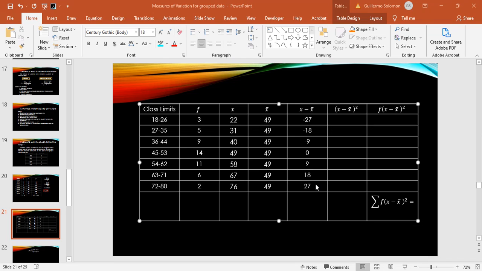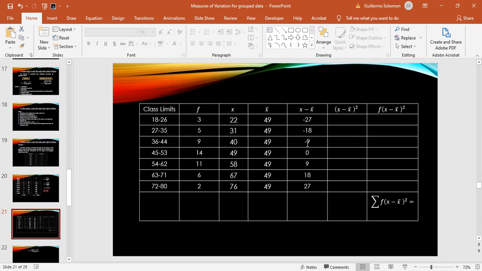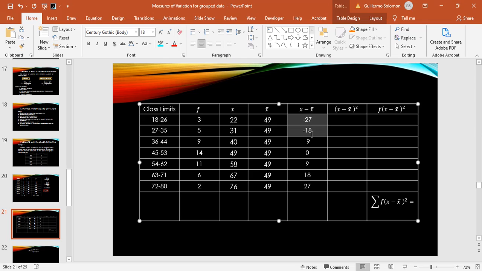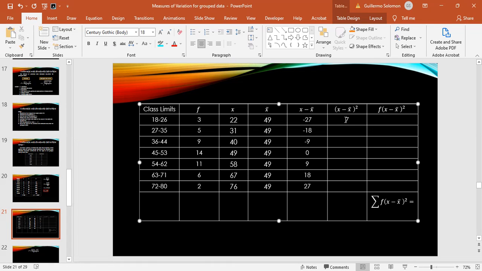So, the next step, sa step 6, kunin lang daw natin yung squared ng difference. Okay? Yung nakuha natin difference dito, ito is squared lang natin. Yung negative 27, negative 18, negative 9, 0, 9, 18, 27. Okay? So, ganito mangyayari dyan. So, using your calculator, 27 squared. So, that is 729. And so forth. Ganon din sa the rest of the data.